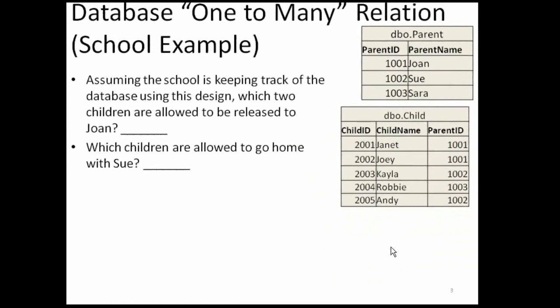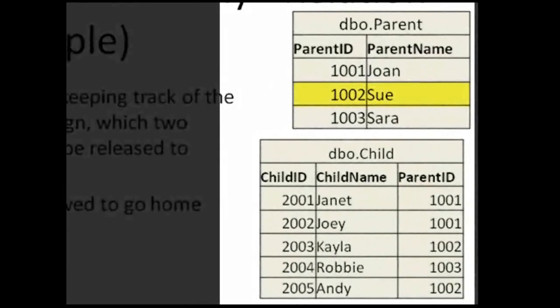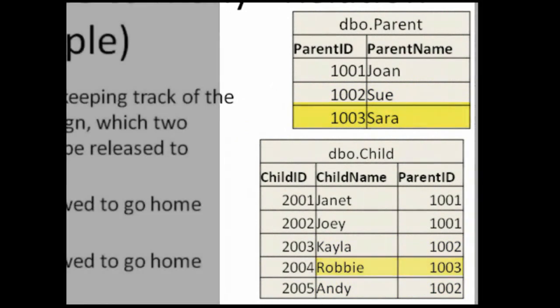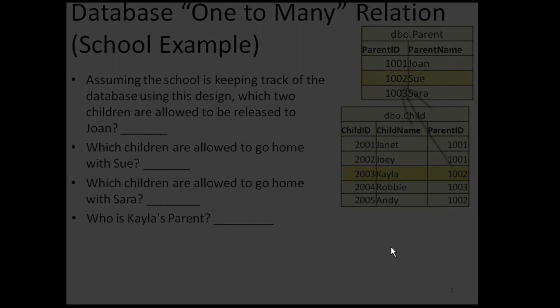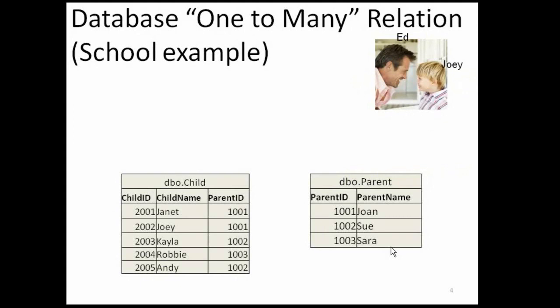So which children are allowed to go home with Sue? To find out, let's run a similar process. Sue is parent 1002. I see two instances in the child table, Kayla and Andy. Which children are allowed to go home with Sarah? It looks like Sarah has only one child, Robbie. So who is Kayla's parent? Well, that's easy. We see Kayla is 2003, her parent is 1002, and we look at the parent table, that answer is Sue. Well, that works great for a little while, but let's use this example.